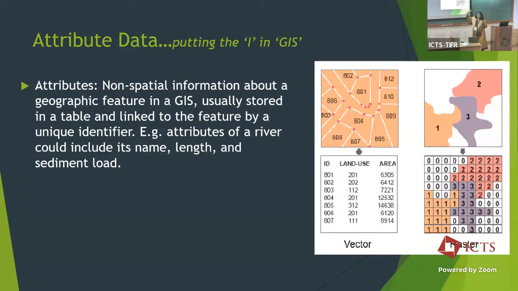So you have attributes only for vectors, okay? It's non-spatial information about that geographic feature. It's stored in a table and linked to the feature by a unique identifier, okay? So that's the thing that links the feature to the database. So for example, if you have a vector file of rivers or streams, you can attach information about the attributes of the river like name, length, sediment load, pollution level, anything, right? Any kind of information.